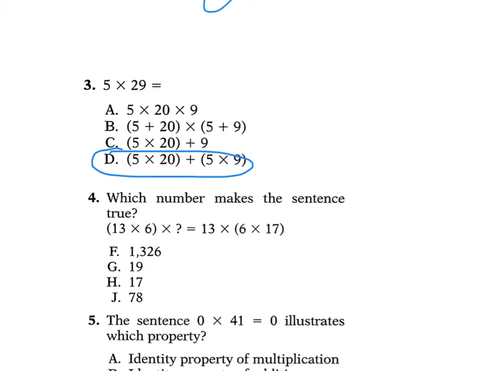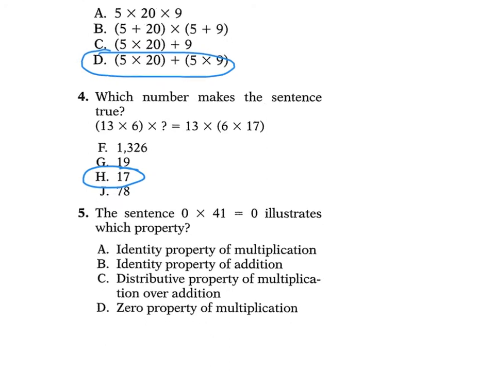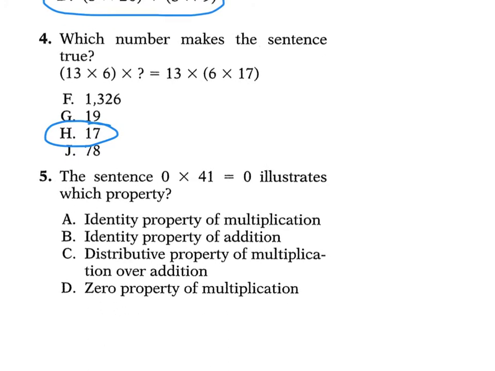Number 4, which number makes the sentence true? So you have 13 times 6 times what is equal to 13 times 6 times 17. So to make this true, we would need to fill our question mark in with 17. Number 5, the sentence 0 times 41 is equal to 0 illustrates which property? This would be our zero property of multiplication.